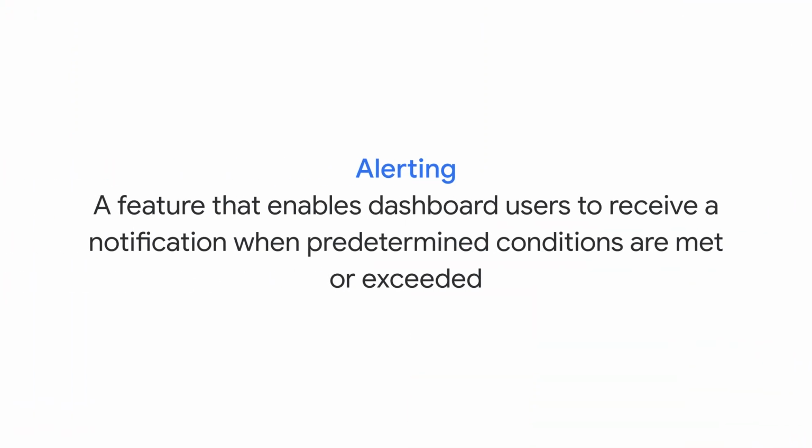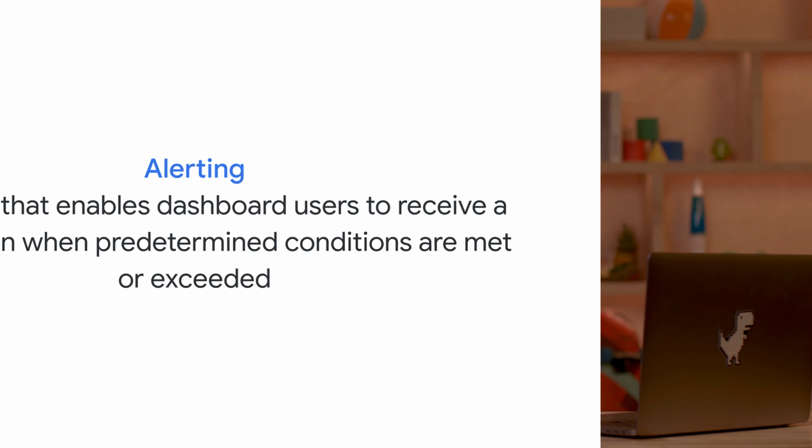Next up is alerting. While live dashboards present time-sensitive data that is frequently updated, few teams have the resources to monitor a dashboard all the time. Alerting is a feature that enables dashboard users to receive a notification when predetermined conditions are met or exceeded. Alerting is useful on a live dashboard because it can help data teams detect problems early, even if data team members are not actively monitoring the dashboard, and keep everyone informed when important changes in the data occur.